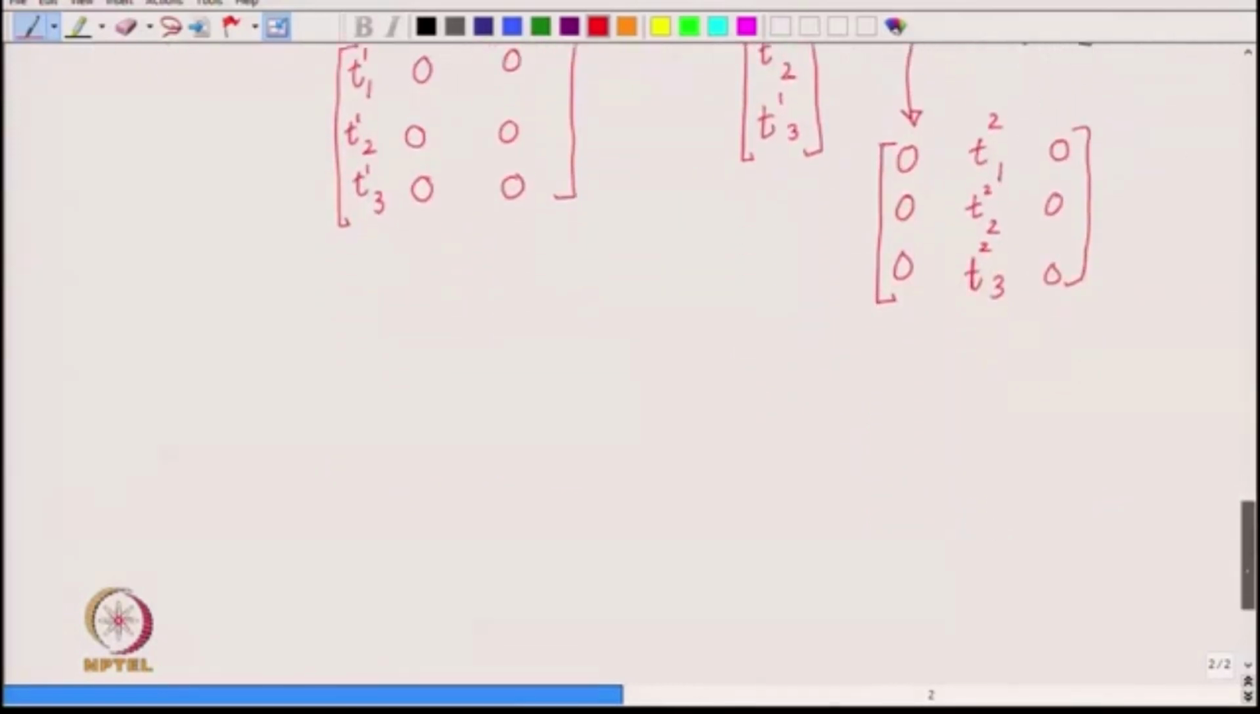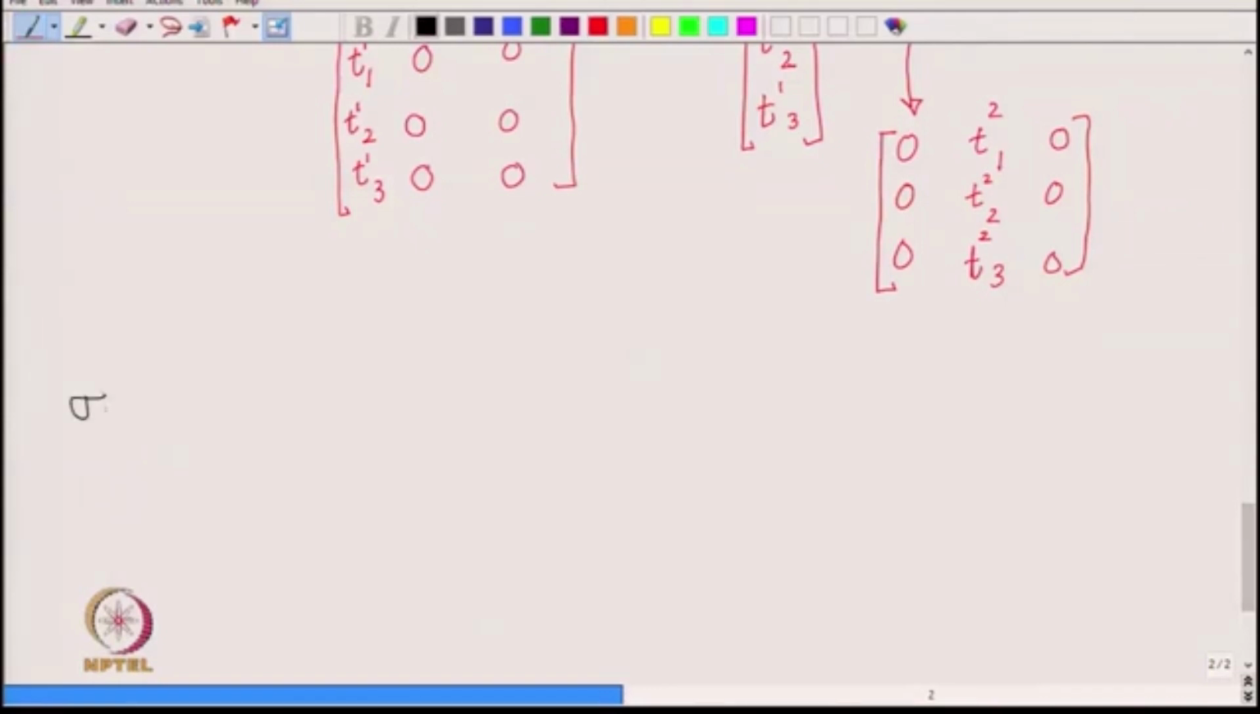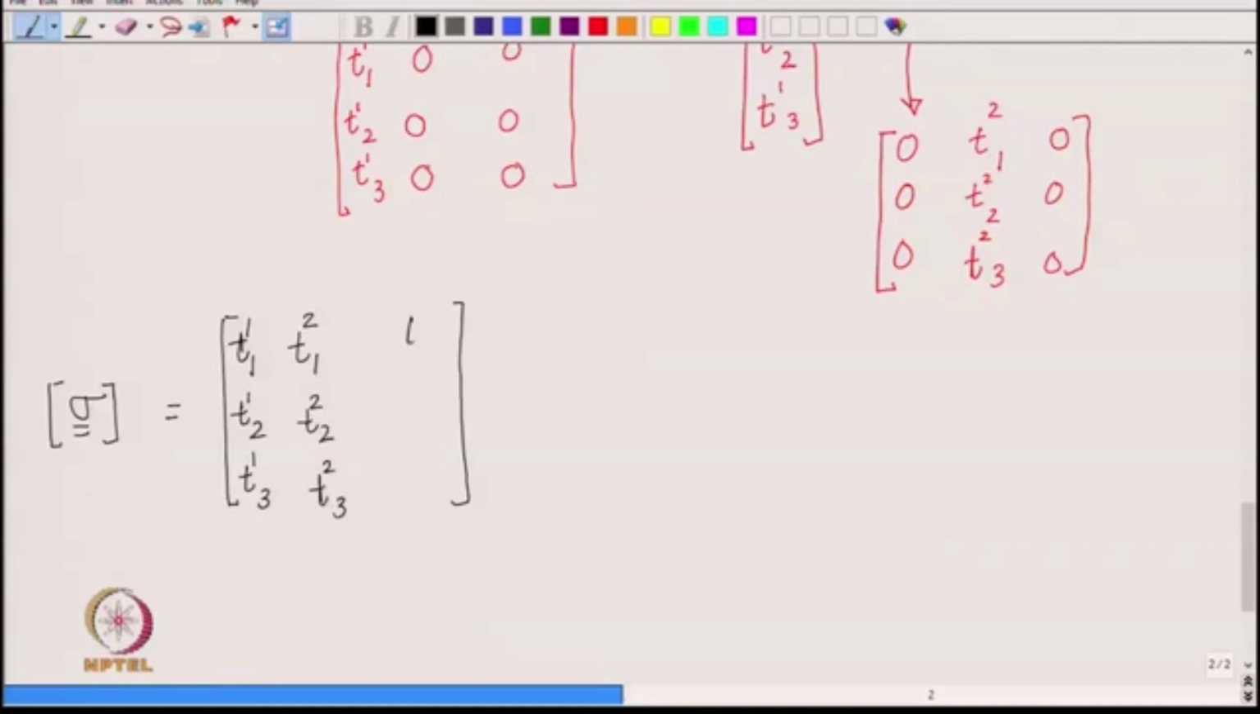So, when you add the 3 matrices, the final stress matrix sigma, the representation of the tensor with the big bracket, is going to look like T 1 1, T 1 2, T 1 3, T 2 1, T 2 2, T 2 3, then T 3 1, T 3 2 and T 3 3. So, that is the representation of the stress matrix.